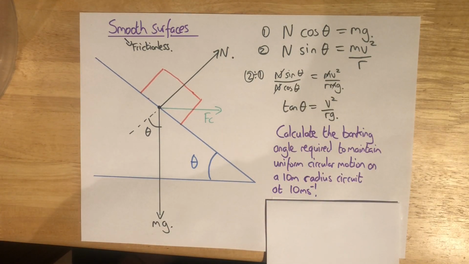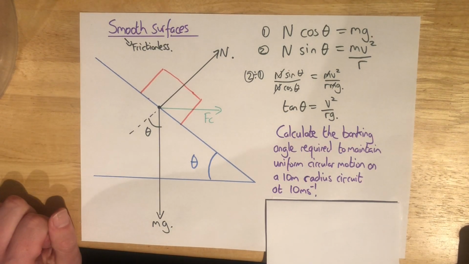So that one that doesn't appear on the formula sheet works for two different contexts. Learn it. Get it in your head. Tan theta equals v squared over rg. Really, really useful. Okay, so let's have a little look.